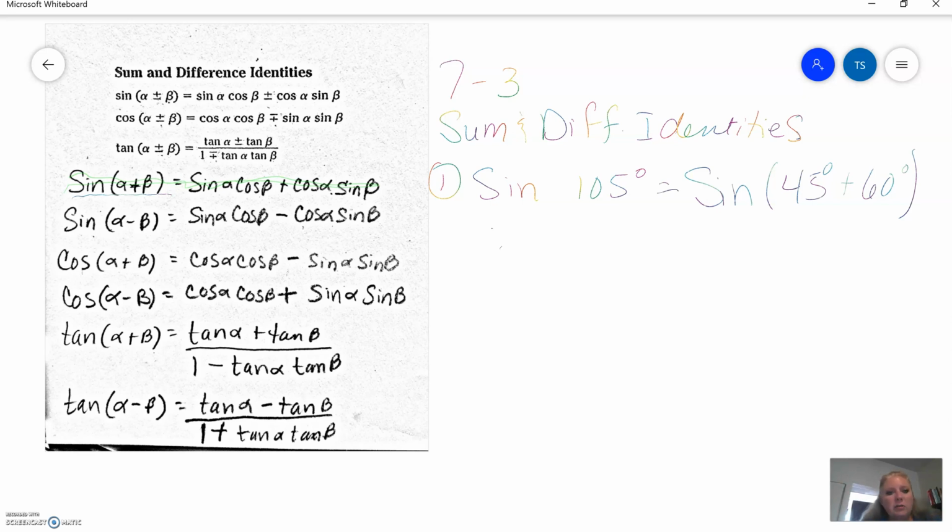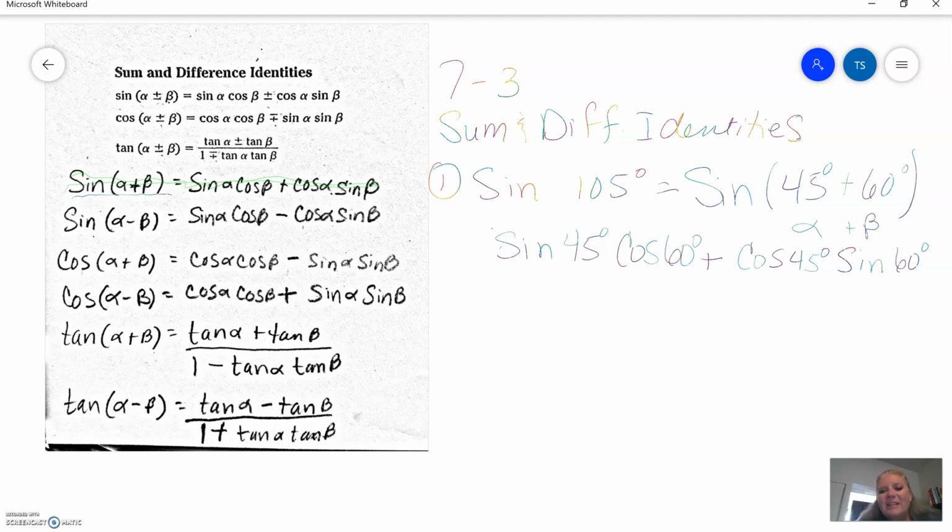So I know the sine of 105 is going to be, we're going to say this is alpha and this is beta. Alpha is 45, beta is 60. So what we're going to do is find the sine of 45, multiply it by the cosine of 60, then add that to the cosine of 45 times the sine of 60. Using your unit circle, if you have it, use it. If not, use your hand trick. That's what I'm going to be doing, because I can't find my unit circle.